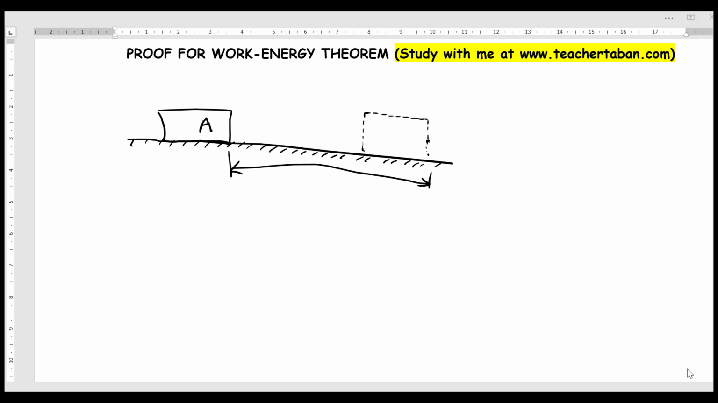So in this video, we shall be trying to prove the work energy theorem. How does this state? The work done by a constant force in moving a body from one point to another is equal to the change in the kinetic energy of that body. So we shall try to prove that work done is equal to the change in the kinetic energy.